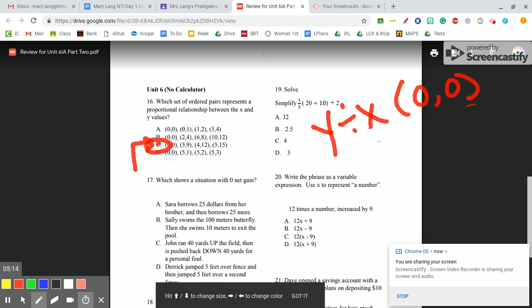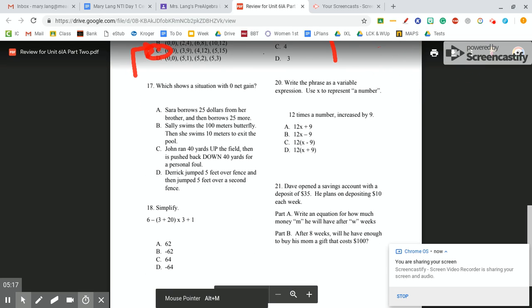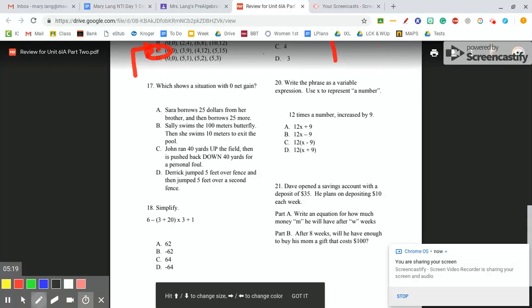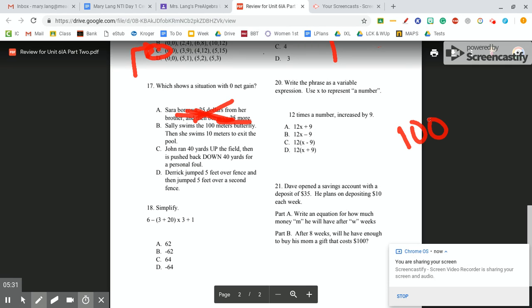Number 17, it's asking for a net gain of 0. So you're looking for the difference to be 0. So if she borrows 25 and then she borrows another 25, she's going to be in debt even more. So that's not a 0 gain. For B, she swims 100 and then she swims 10 meters back. So that's not going to get her back to 0. He ran 40 yards up, so 40 that way. Then he ran back down 40. So that's going to get back to 0, the starting point. So I'm going to say it's C, but let's look at D anyway.